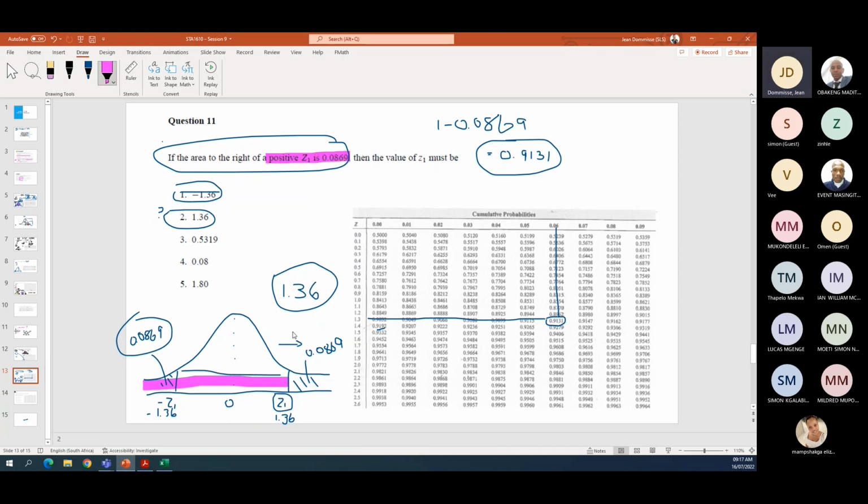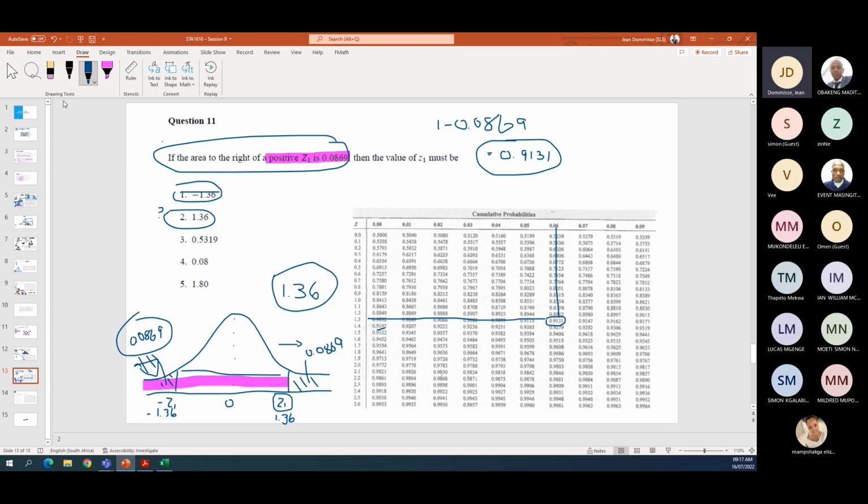So they tell us that you must not look at the negative. You need to look at the positive. If they had told us an area to the left of a negative Z, then we would have been looking at that area. So basically we're following what they're asking.